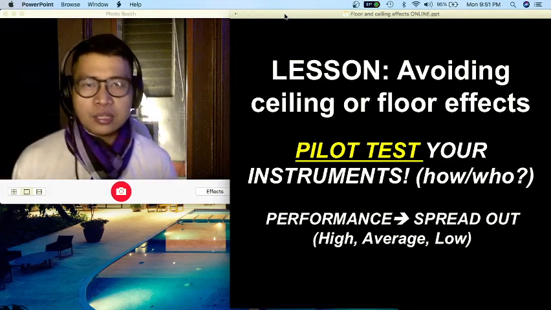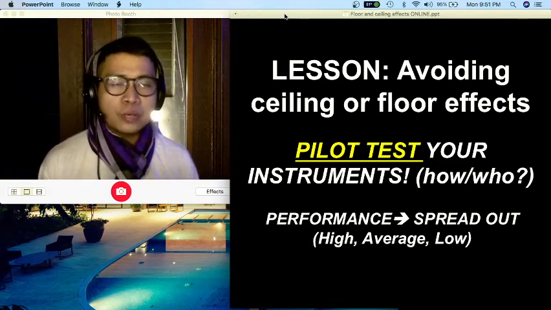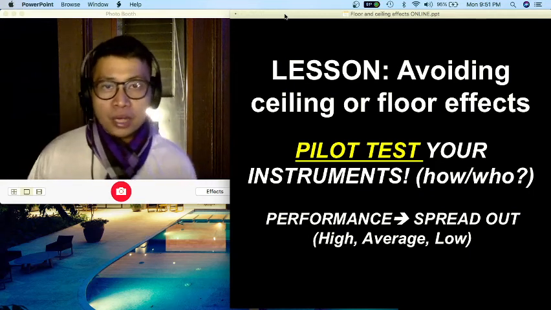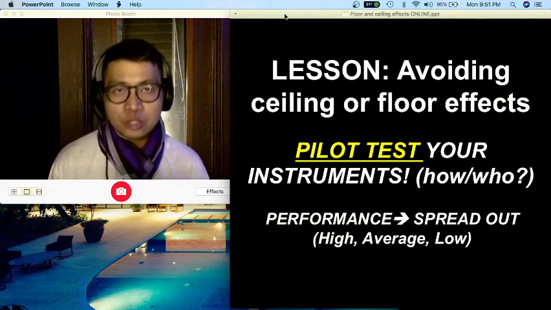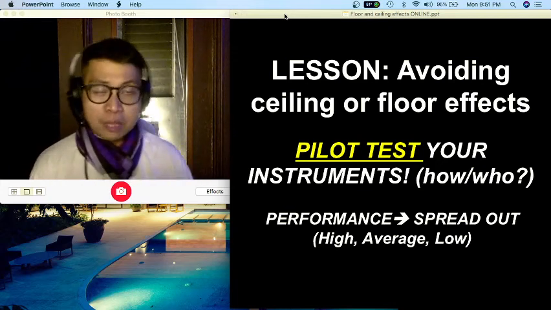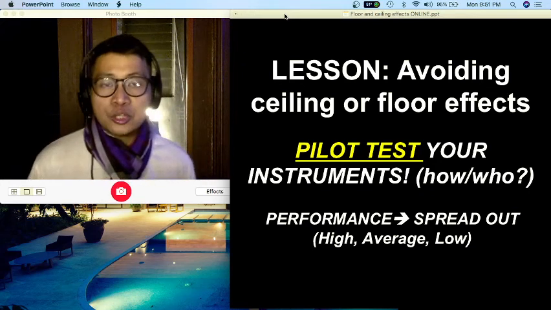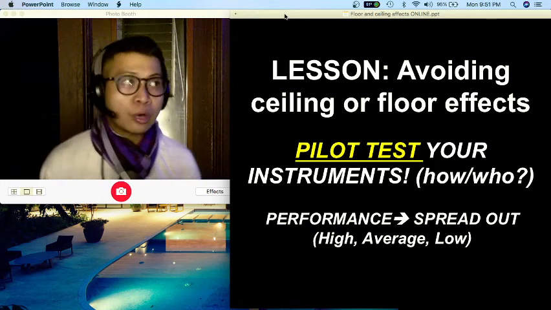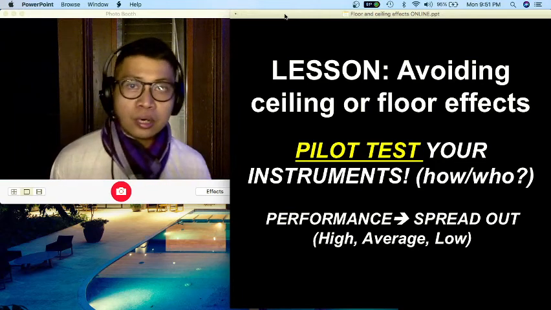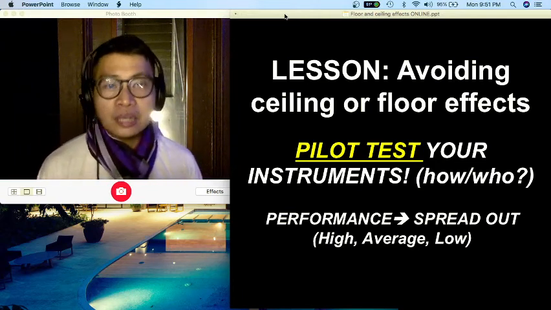So para maiwasan natin ang floor and ceiling effect, we need to pilot test our instruments. Question, saan mo o kanino mo ipapapilot test yung iyong instrument? Again, from or towards people who are willing to answer your test or who are willing to participate in a task that you will be using in an experiment.